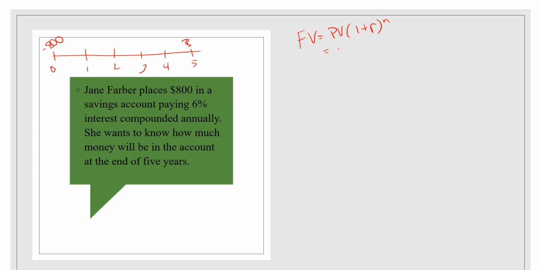So if we're putting this into an equation, how much did she initially deposit? That's the present value, $800, times 1 plus what interest rate is she earning on that account? 6%, raised to 5 years. So $800 times 1 plus 6% raised to the 5th power.